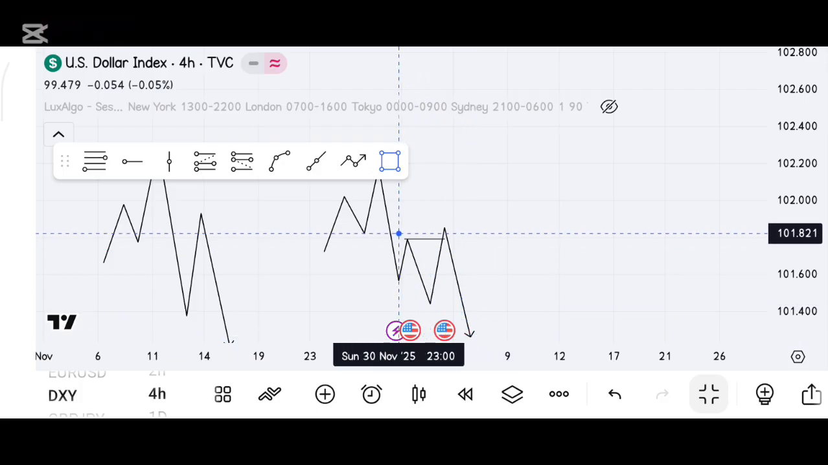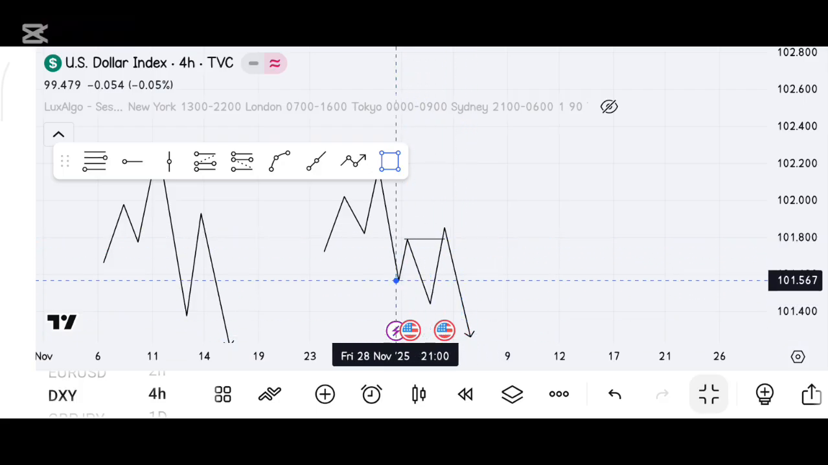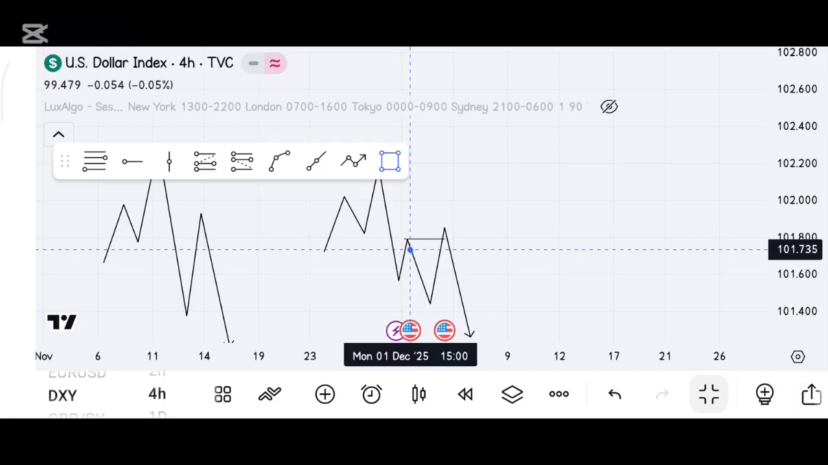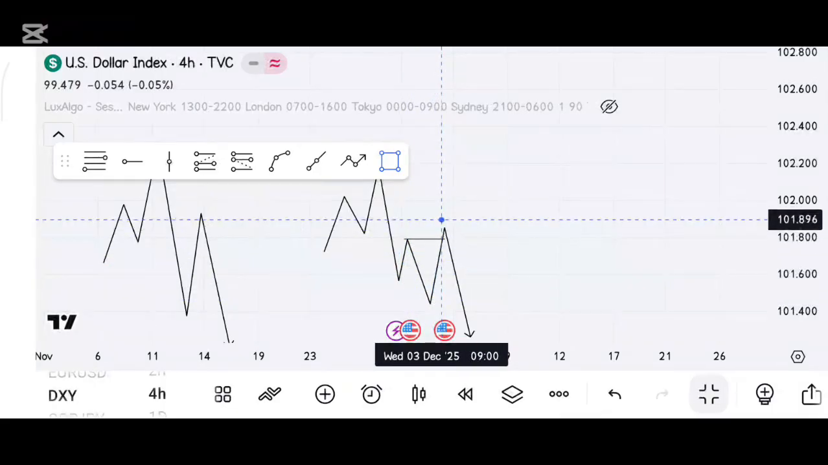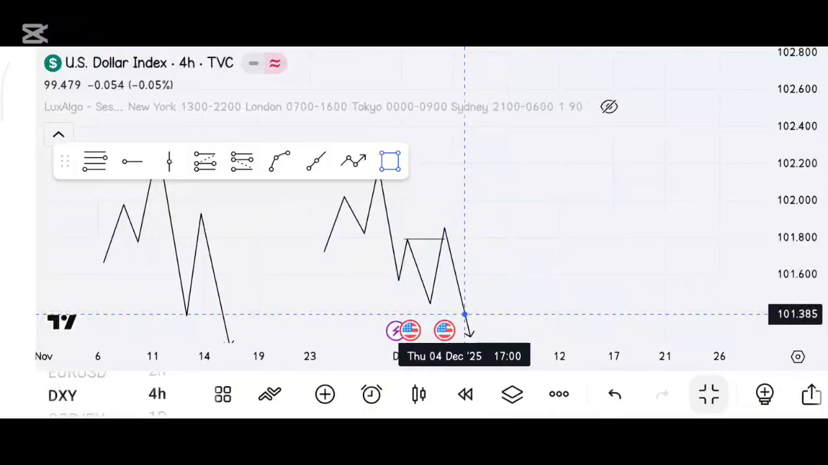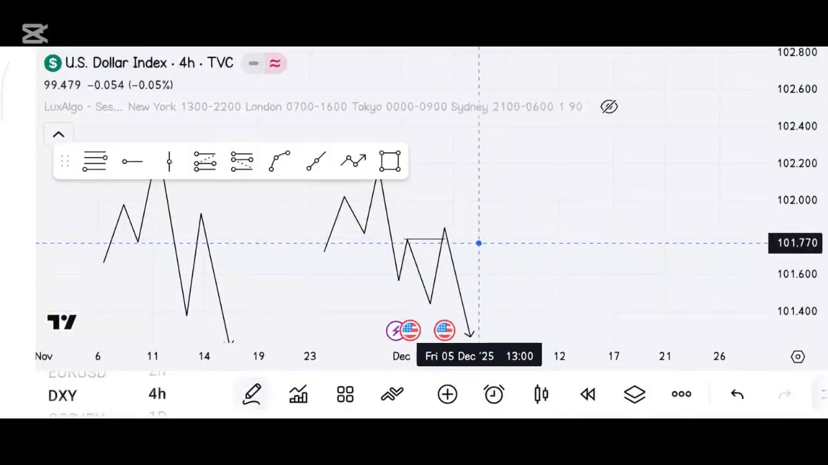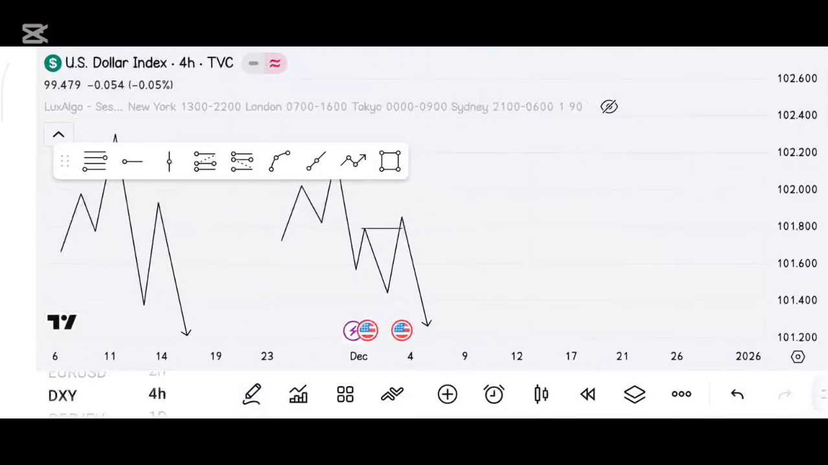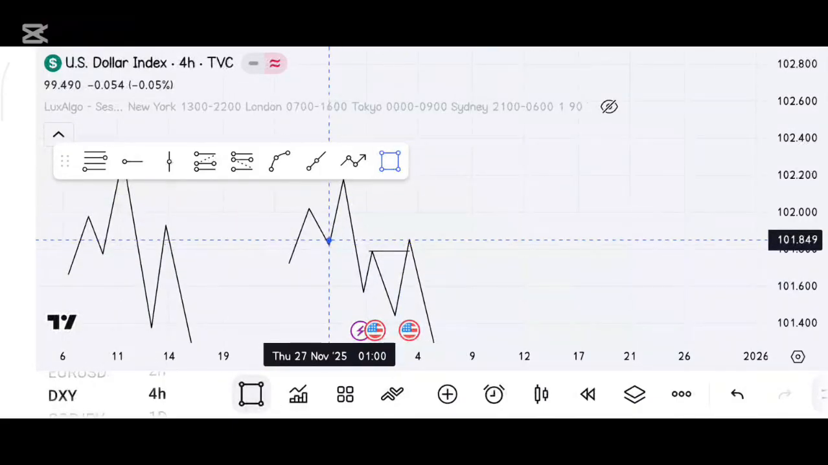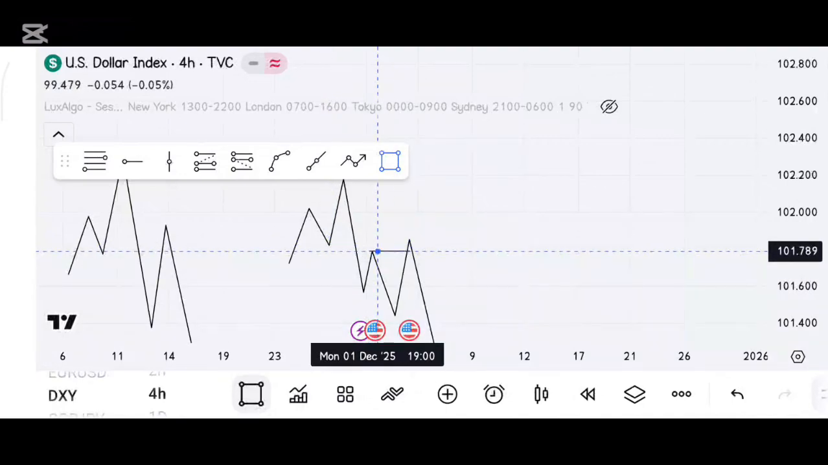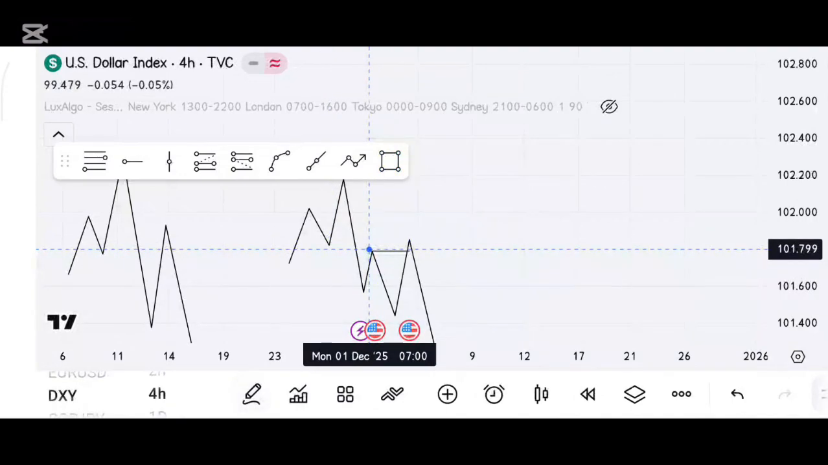So this would be like an accumulation, a manipulation, and a distribution. And that's kind of vague, but yes, that's kind of the way I trade. And if this is the Tokyo session breaker, which I think the market is going to use, the inducement should be London session or New York session.